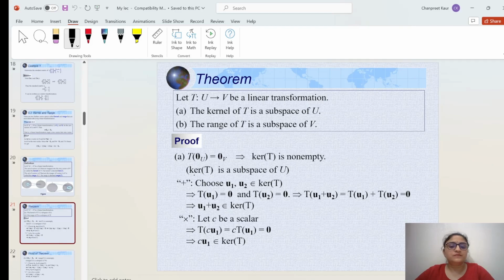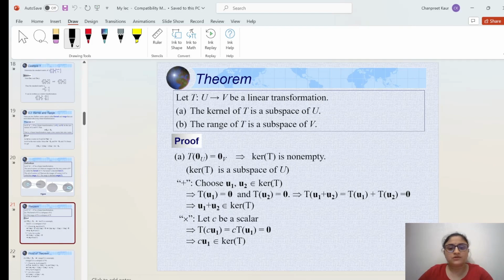To show it to be a subspace, you must have seen the criteria for proving a subspace while studying vector spaces. To prove a subset to be a subspace, we need to prove basically two properties, after the non-empty condition: that the set is closed under vector addition and scalar multiplication. So in order to show that kernel of T is a subspace, I'll pick two elements here, U1 and U2, and I'll try to prove that U1 plus U2 also belongs to the same set, kernel T.